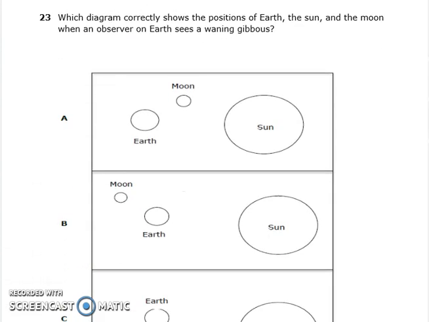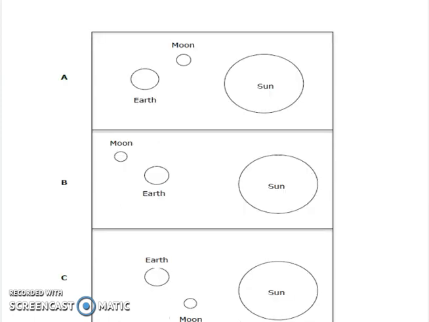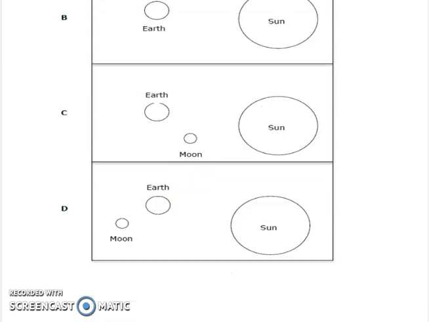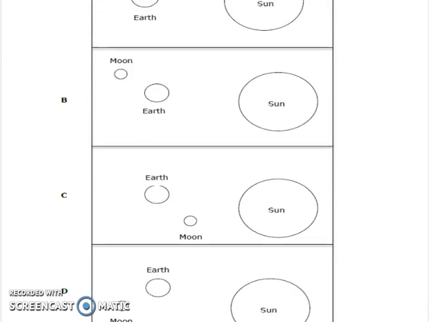Number 23. Which diagram correctly shows the position of Earth, the Sun, and the Moon when an observer on Earth sees a waning gibbous? A, B, C, or D?